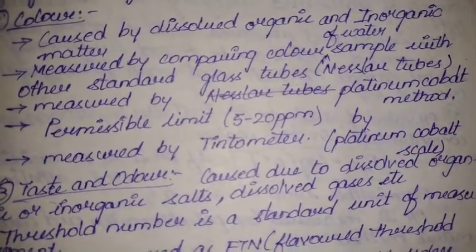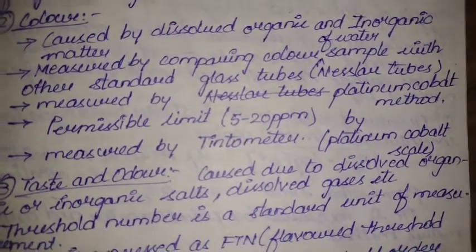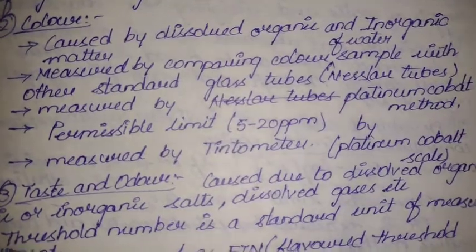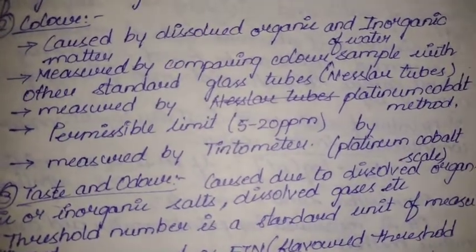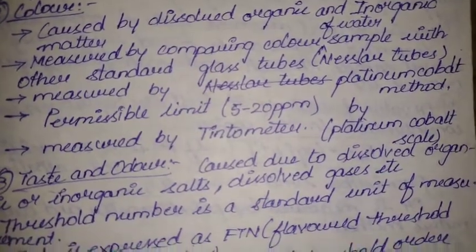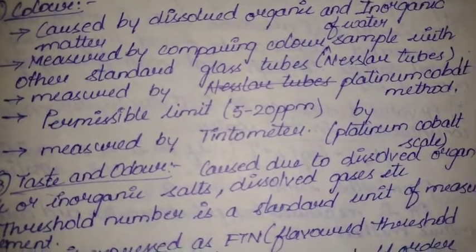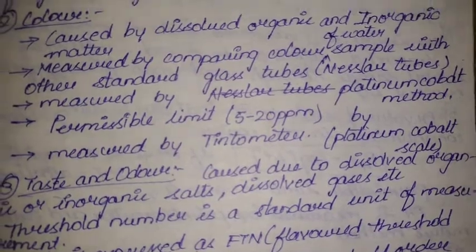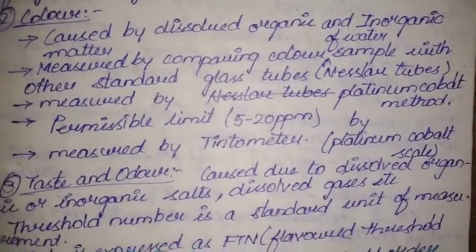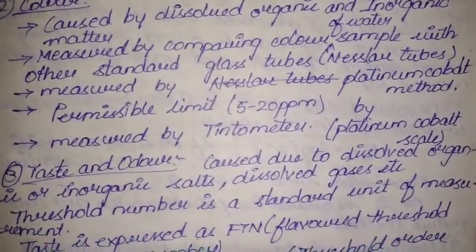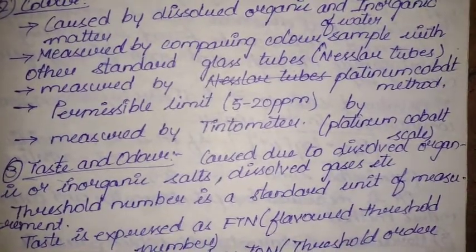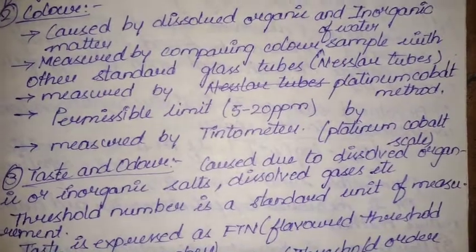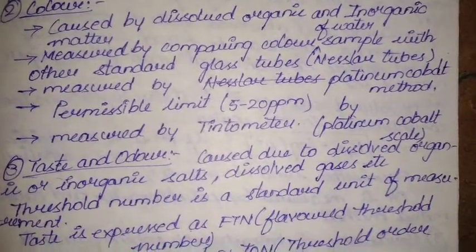They will not be getting dissolved with that water. Okay, color is measured by comparing the color of the water sample with other standard glass tubes. We have Nessler tubes for this. So it is measured by the platinum cobalt method. Remember this: we have the platinum cobalt method, and the permissible limit for color is 5 to 20 ppm, measured by the tintometer. See, this platinum cobalt scale is called a tintometer. Using this only we will be measuring the color.